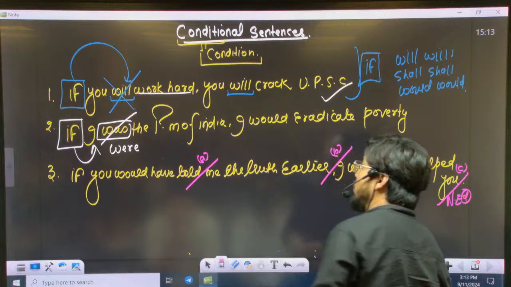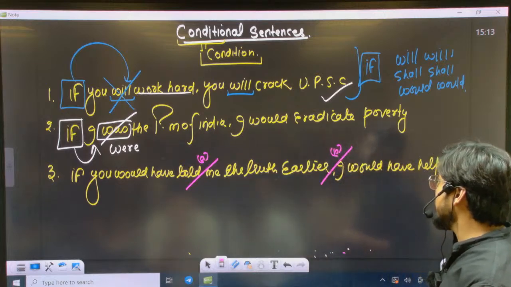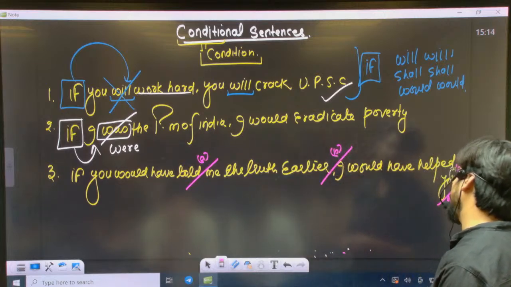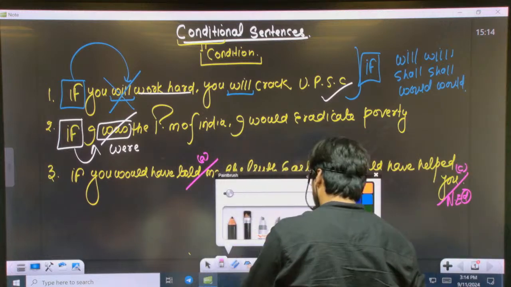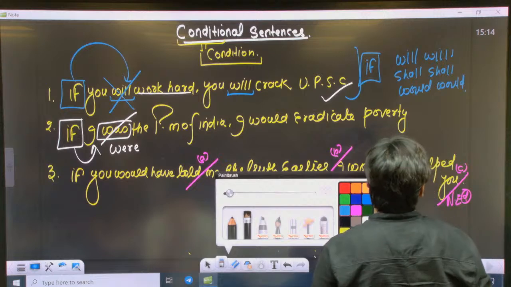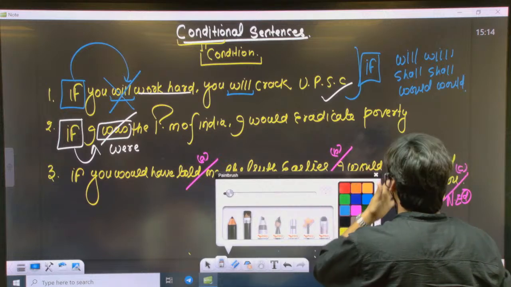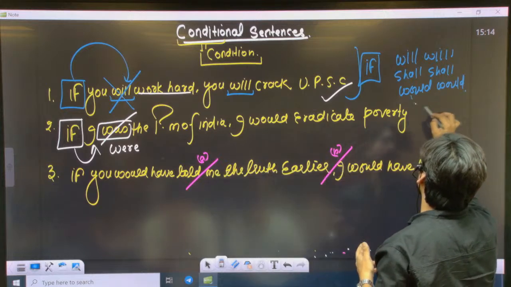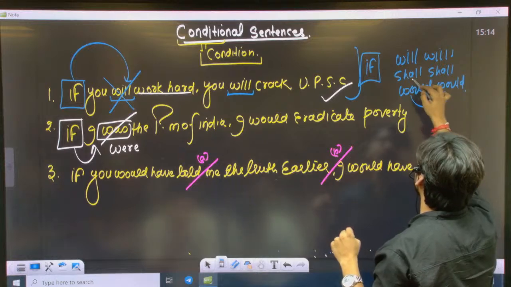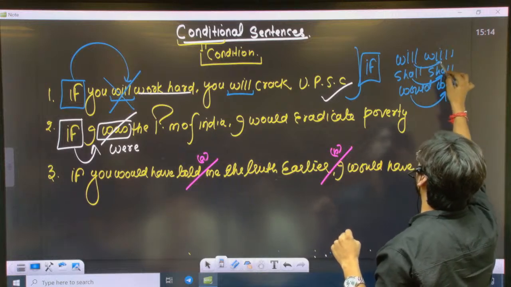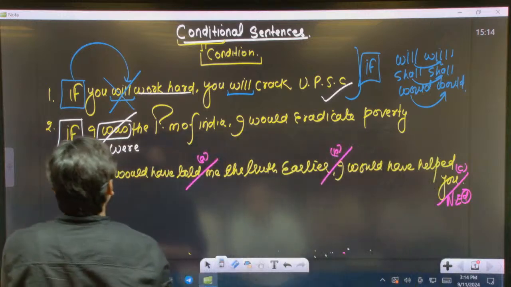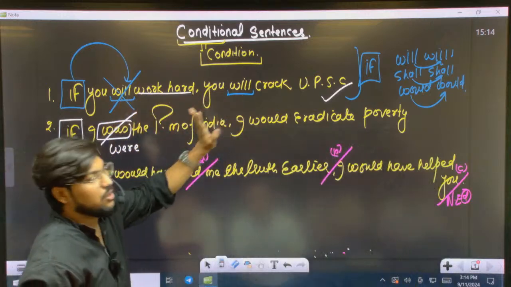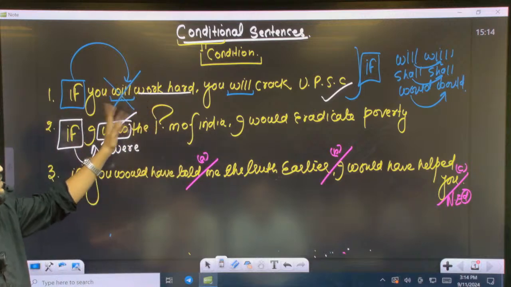So if you would have told me the truth earlier, I would have helped you. Do you find any error? Tell me fast. Yes. What I just taught you a few minutes ago, we never use two words, two shalls, two wills if the sentence is a conditional sentence. So like this, will or will not be used. We need to remove this.